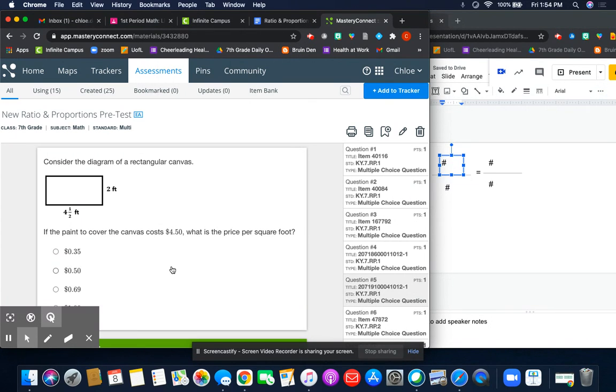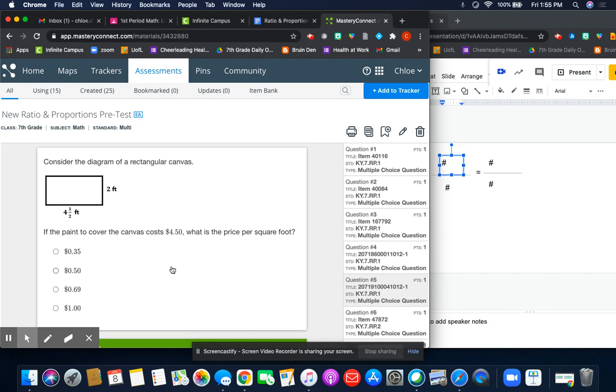Okay, problem 5. I am not going to go through the exact answer, but I will help you guys get started because this is copy and pasted directly on your test. So if the paint to cover the canvas costs $4.50, what's the price per square foot? So we need to know how many square feet are in this rectangle. Hopefully you'll remember we do base times height.